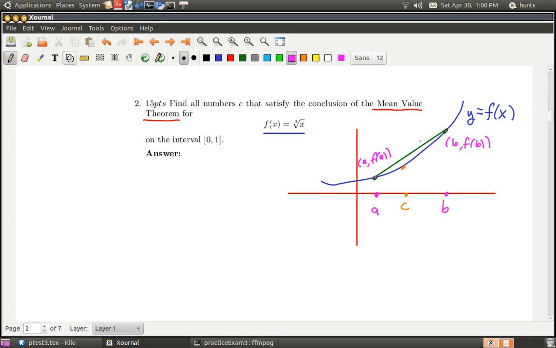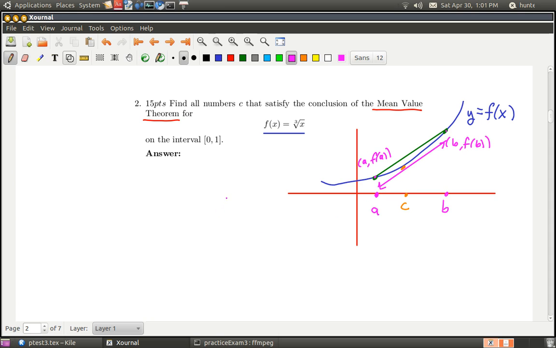This green line connecting them is what I'm calling the secant line, and the mean value theorem is saying that there exists some c such that the tangent line at c is parallel to the secant line. Let me try to draw a parallel line now. Can you forgive me? I don't think I can do it. Let me try again. Control Z. Alright, that's pretty close to parallel, right? Now this is the picture of the mean value theorem.